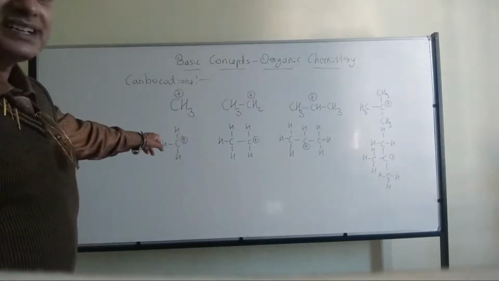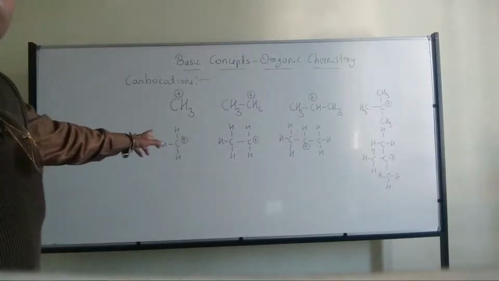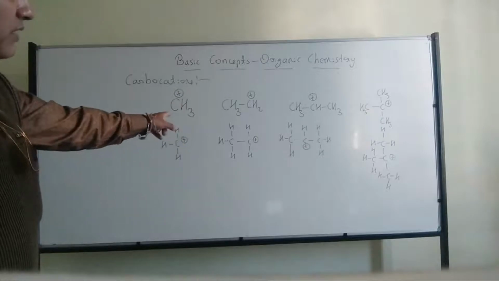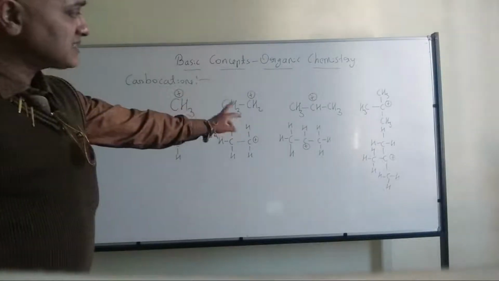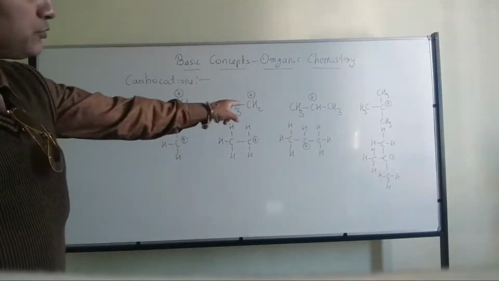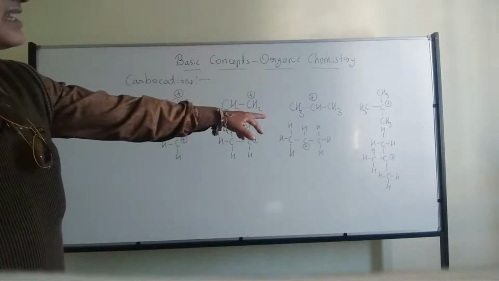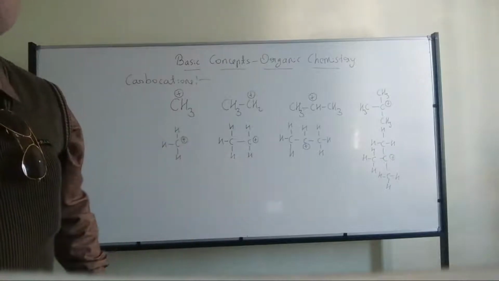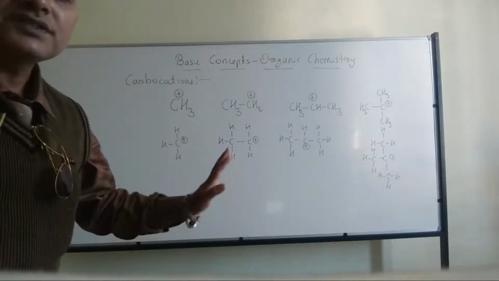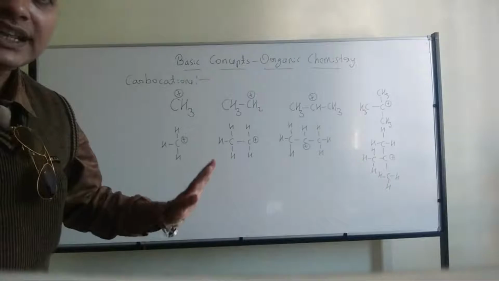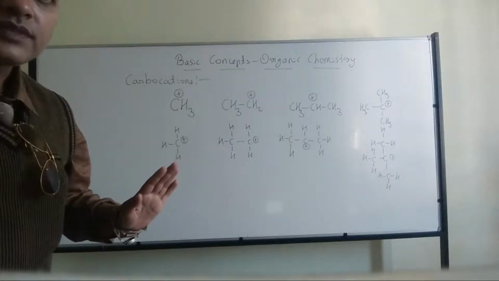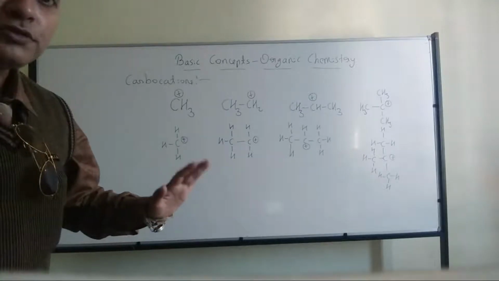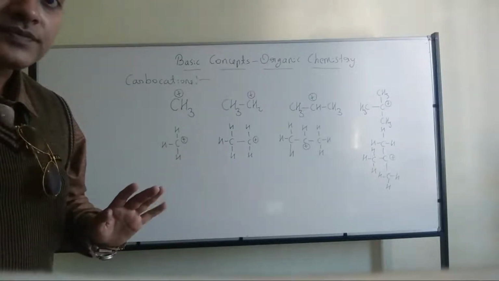In the first case, carbon is attached with 3 hydrogens. In the second case, carbon is attached with 2 hydrogens and 1 carbon. In the third case, carbon is attached with 1 hydrogen and 2 carbons. And in the last case, carbon is attached with 3 carbons only, no hydrogen. Any doubts with respect to all this explanation until now? Fine. So shall I move to the next step now?